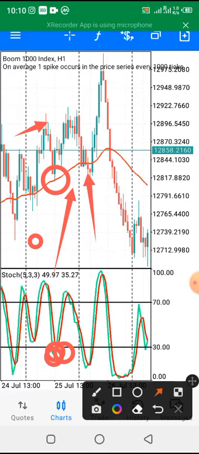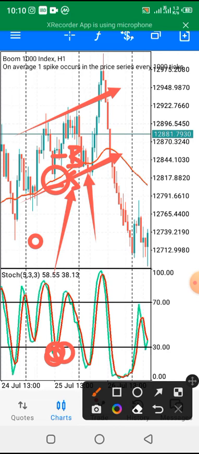You can see this type of move. So you buy from here, put the stop loss just below there, hold the trade till here and take your profit. As simple as that, guys, right?